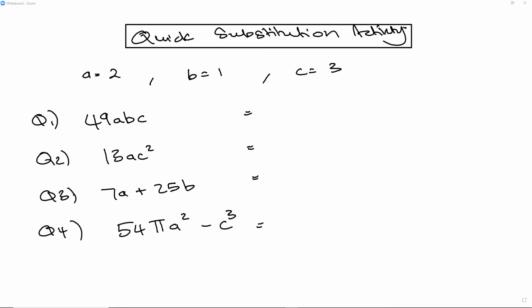Right, so this is a quick substitution activity that we're doing. Given a is equal to 2, b is equal to 1, and c is equal to 3, substitute it into each of these to work out what it would be. You're welcome to use the calculator. Press pause and try it.